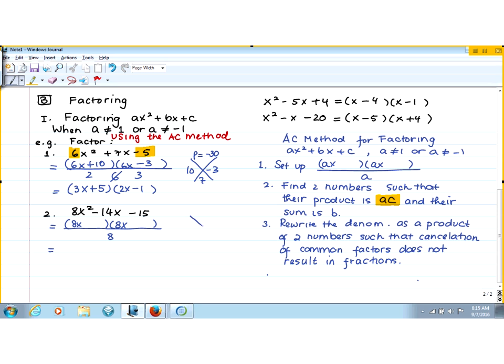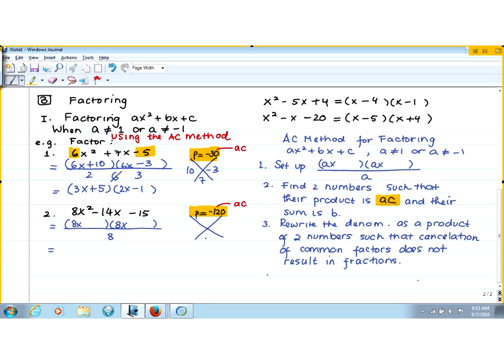Okay. Good. So now we have to find two numbers such that their product is equal to, remember, this is not C, this is what? AC. So what is AC? Negative 120? Yes. So the product is AC. If you want to write a note to remind you, this is AC. That's why it's called the AC method. So it's A times C.